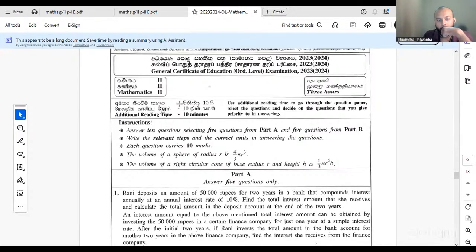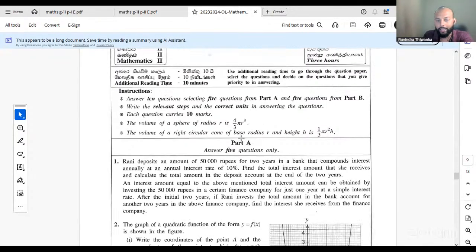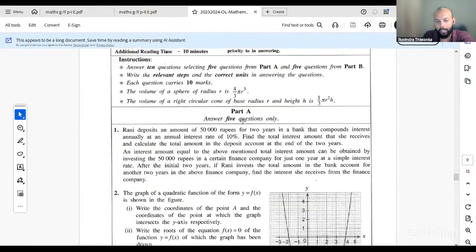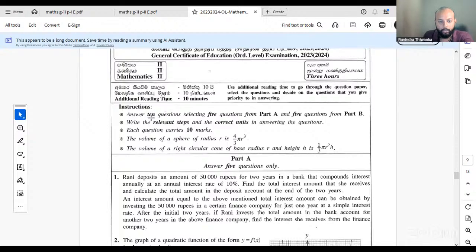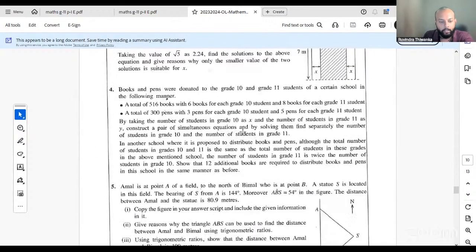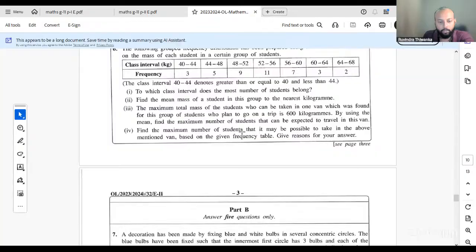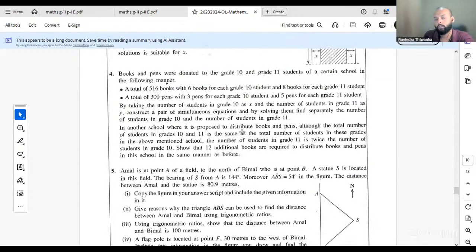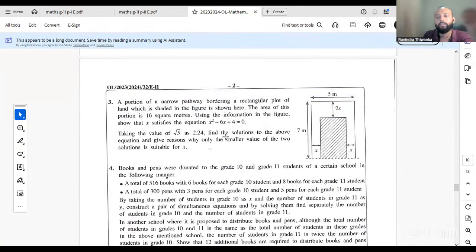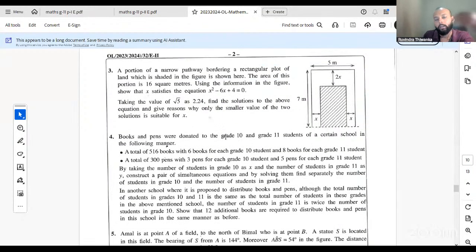In the second paper, part 2, you have part A and part B. In part A, you can choose 5 questions from 6. So out of 10 questions, you select 5 questions from part A and 5 questions from part B. From these 6 questions, you can choose just 5 of them, which you are confident enough. So at the end of this class, I hope to do these kinds of question papers with you.